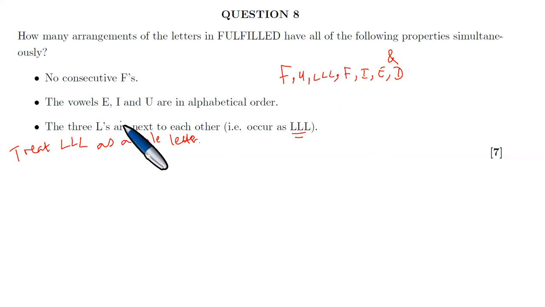But now we have no consecutive Fs. So how many Fs are there altogether? There are two of them. No consecutive Fs, this one. So we consider that. No consecutive Fs.